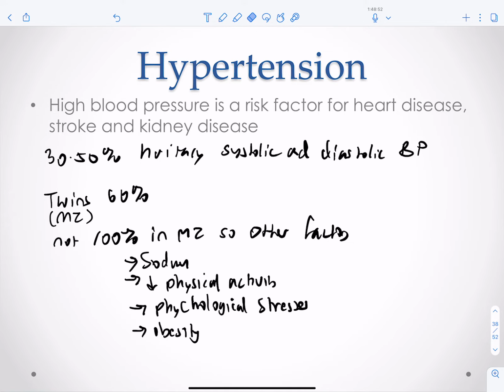Hypertension, which is just high blood pressure, is going to be a risk factor for heart disease as well as kidney disease. You have a hereditary influence on systolic and diastolic blood pressure of about 30 to 50%. Monozygotic twins are about 60%, so that means that there is a pretty substantial influence of genetics on hypertension. However, it's not 100%, so this also means that there are other factors that are influencing. It's thought these other factors are the amount of sodium, the amount of physical activity one does, the stresses one is exposed to, as well as, again, obesity.